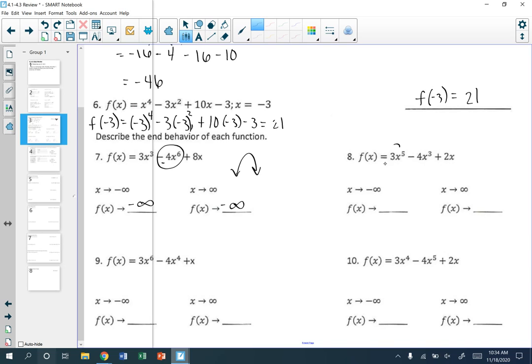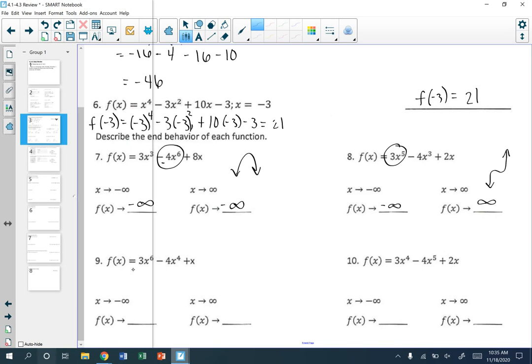Same concept here. I'm going to be looking at 3x to the fifth. I have a fifth degree, so I know my end behavior is going to be opposite. And it's positive, so it's going to end up. And since it's opposite, that means it's starting down. So something like that. And as x goes towards negative infinity, f of x is going towards negative infinity, towards the left. And if I go to the right, it's going up, so infinity as x approaches infinity.